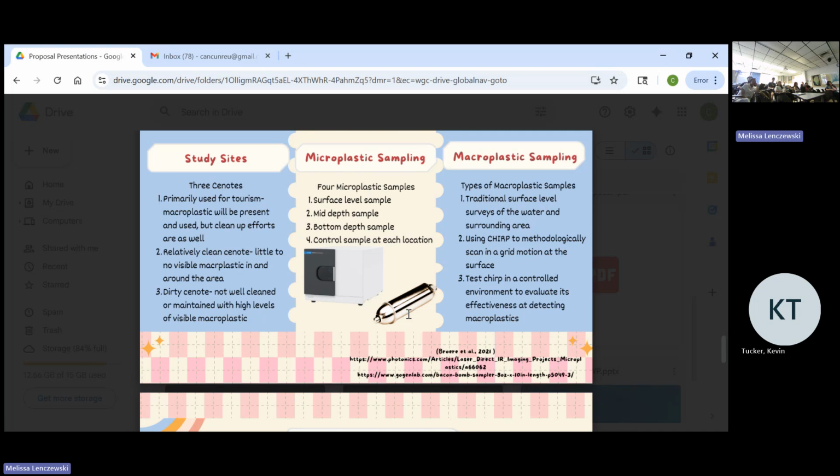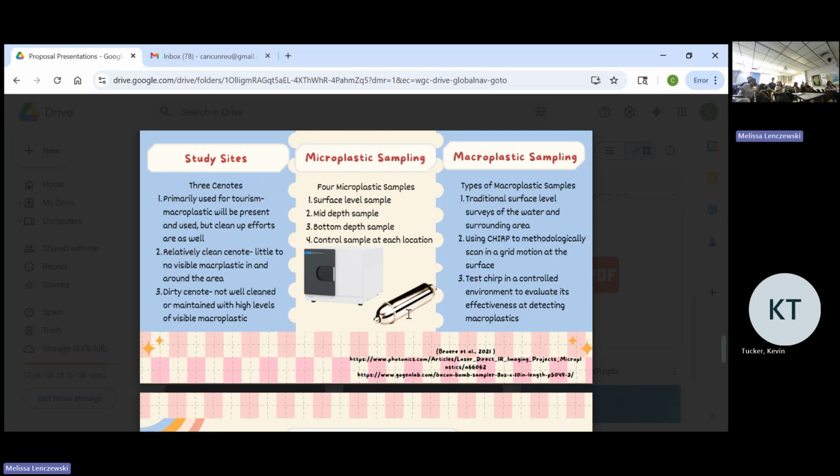For the macroplastic samples, I would like to do traditional surface level surveys of the water and the surrounding area. So like I had mentioned before, that citizen science sheet that you fill out to just kind of look around the area and see what you find, to use that to quantify the different types of macroplastics visible at the cenotes.